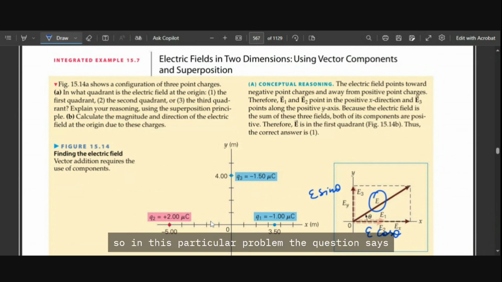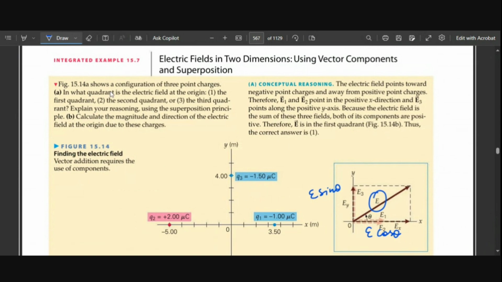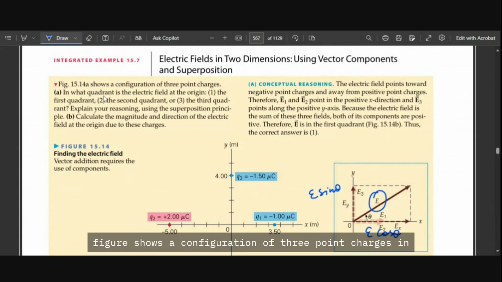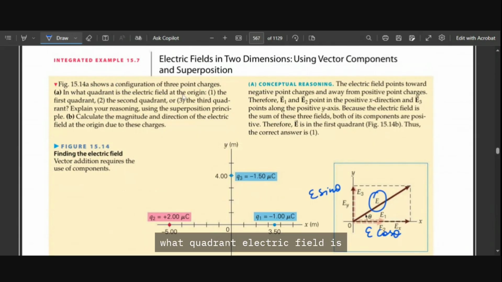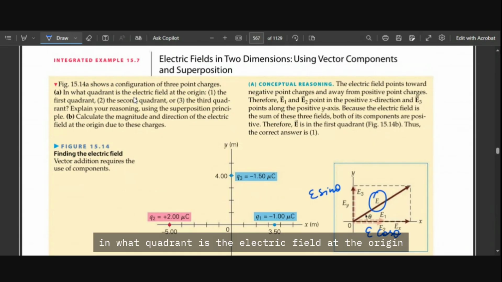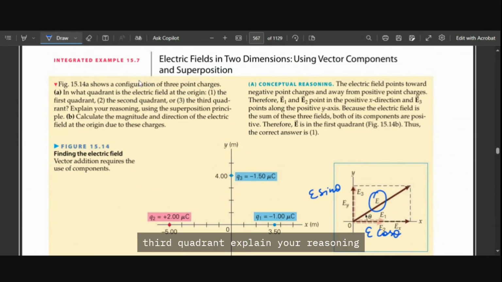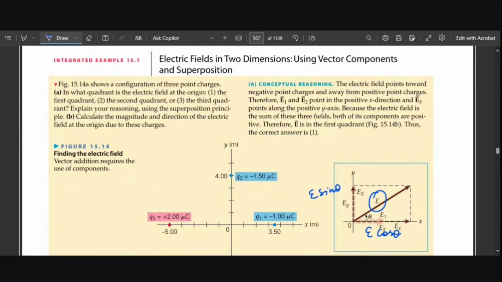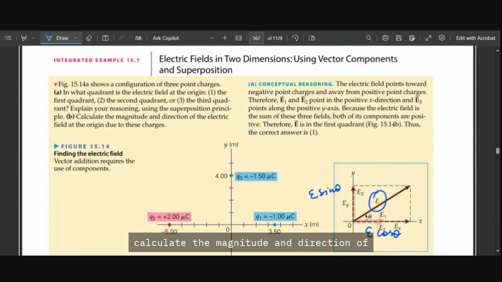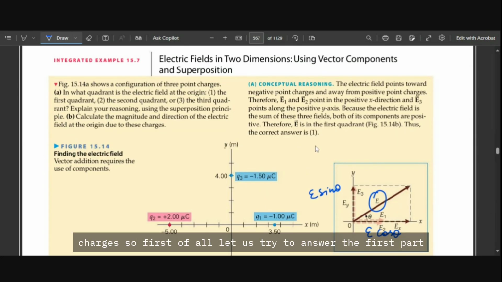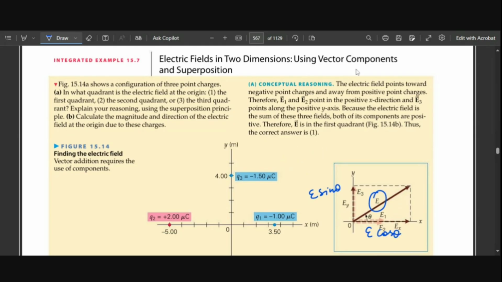So in this particular problem, the question says, the figure shows a configuration of three point charges. In what quadrant is the electric field at the origin? The first quadrant, the second quadrant, the third quadrant? Explain your reasoning. Calculate the magnitude and direction of the electric field at the origin due to these charges. So first of all, let us try to answer the first part.